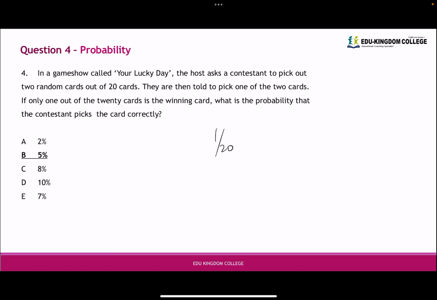So you have a 1 in 20 chance of choosing that card correctly. So 1 in 20, if you make that into a percentage, let's make this out of 100 first. So times top and bottom by 5. So it's going to be 5 out of 100, which is just going to be 5%.